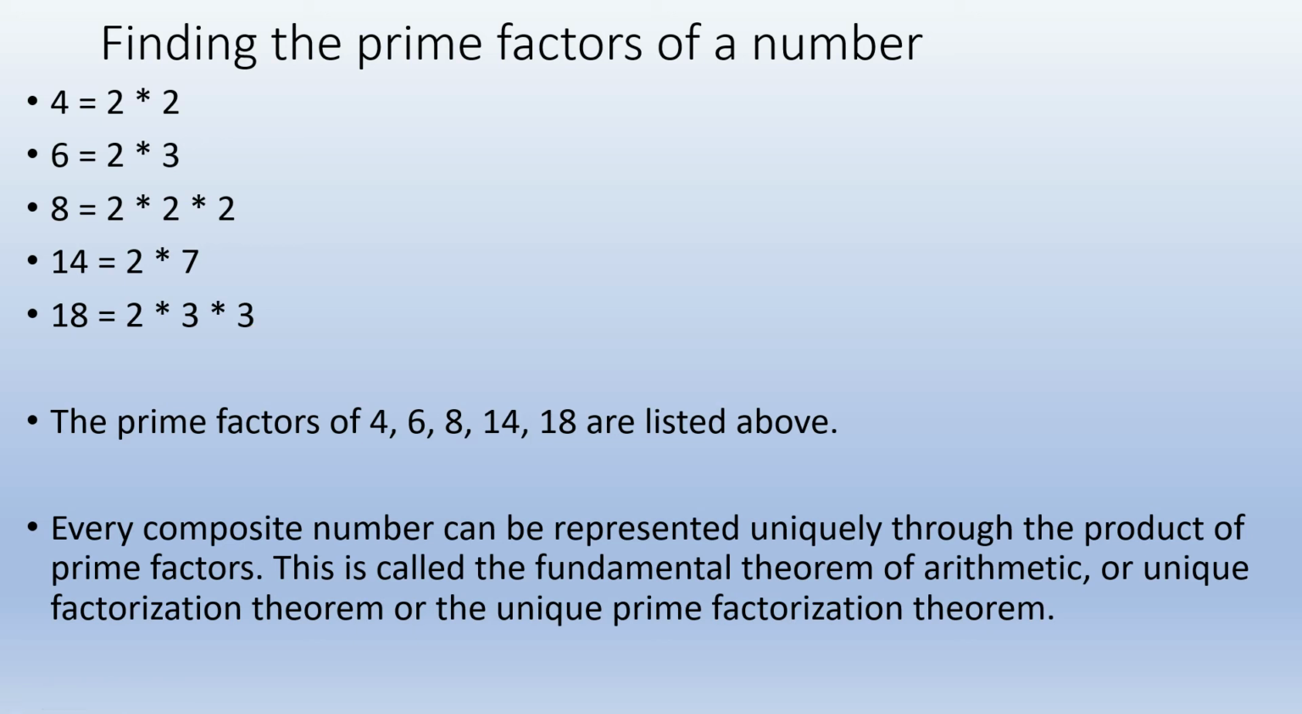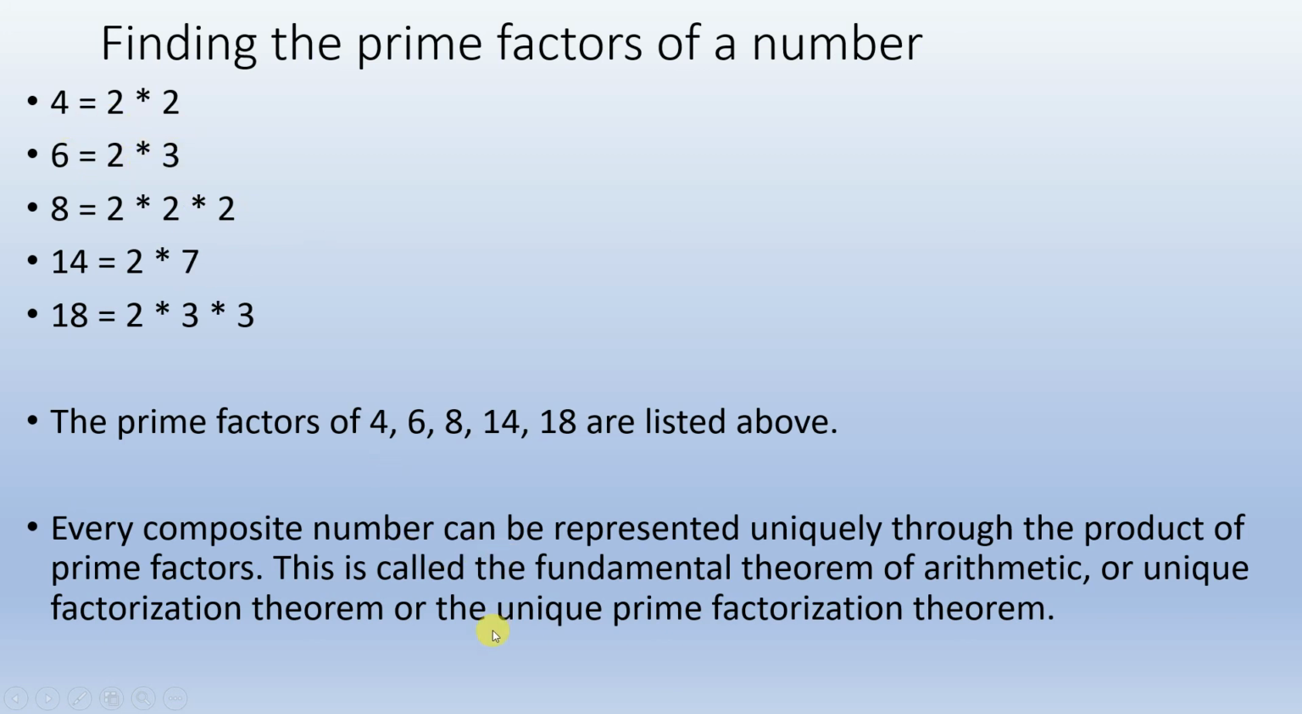What is a prime factor? Prime factor is a prime number which becomes a factor of another number. So here 14 is a composite number. What are the prime factors for 14? 2 into 7. Both 2 and 7 are prime numbers. For 8 it is 2 into 2 into 2. For 6 it is 2 into 3. For 4 it is 2 into 2.